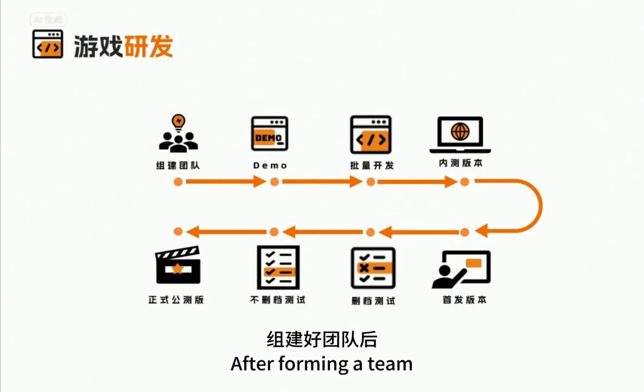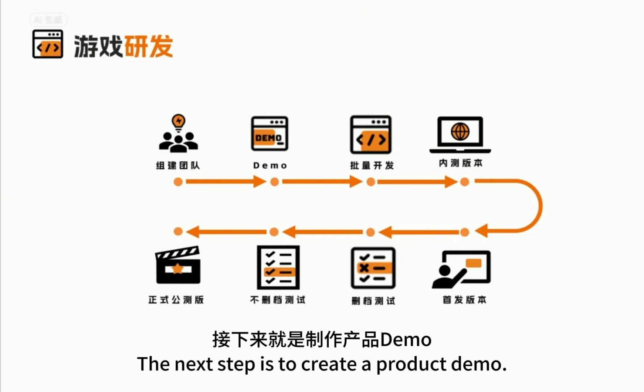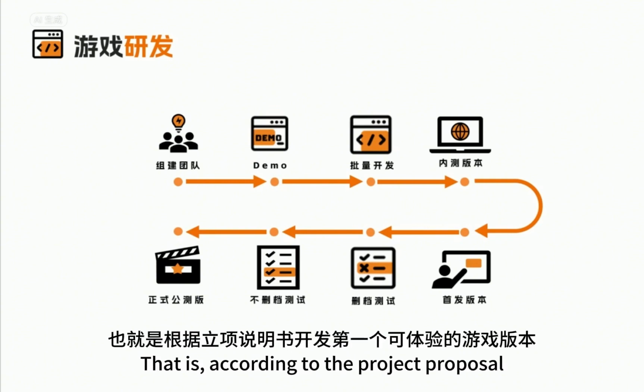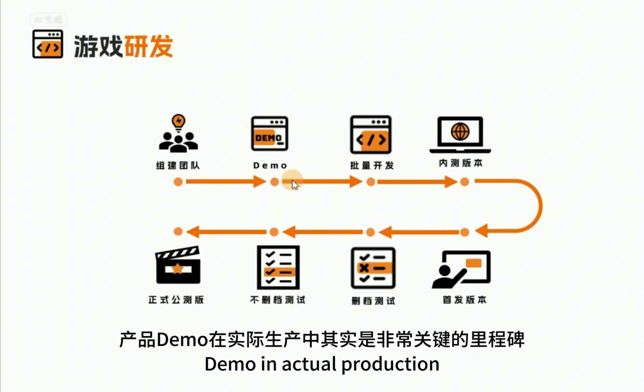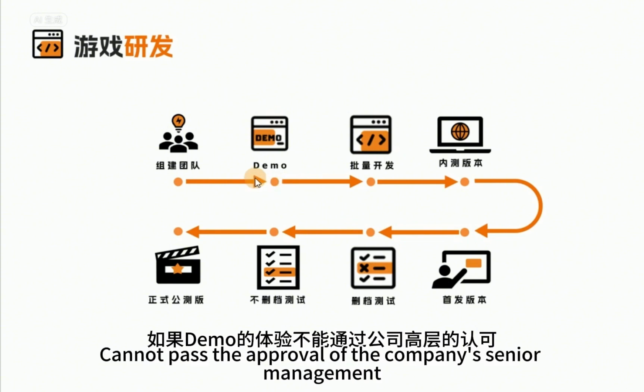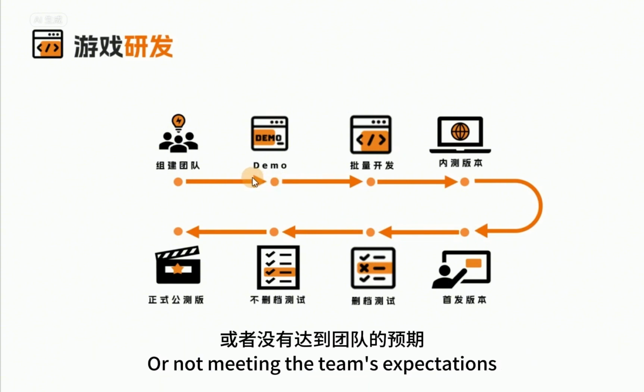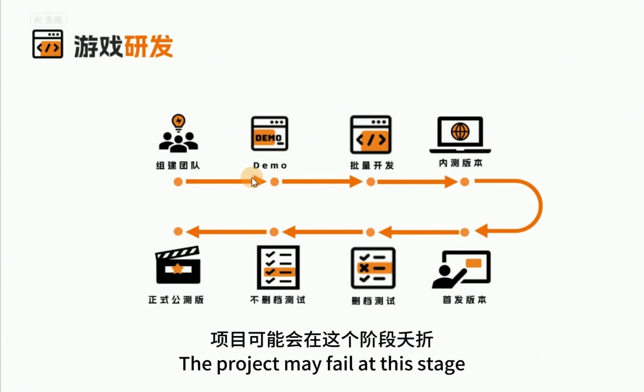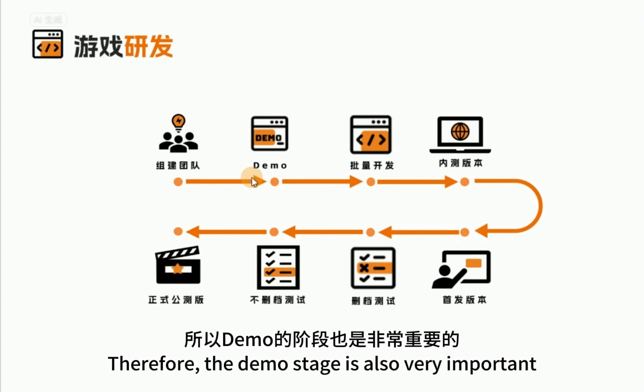After forming a team, the next step is to create a product demo, that is, to make the demo in actual production according to the project proposal. It's actually a very crucial milestone. Generally speaking, if the demo experience cannot pass the approval of the company's senior management, or does not meet the team's expectations, the project may fail at this stage. Therefore, the demo stage is also very important.